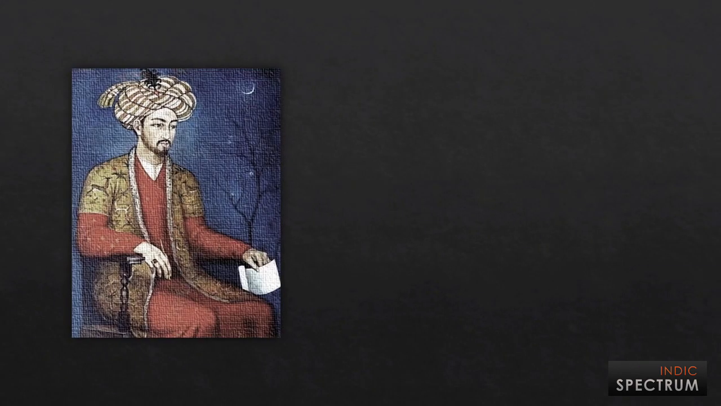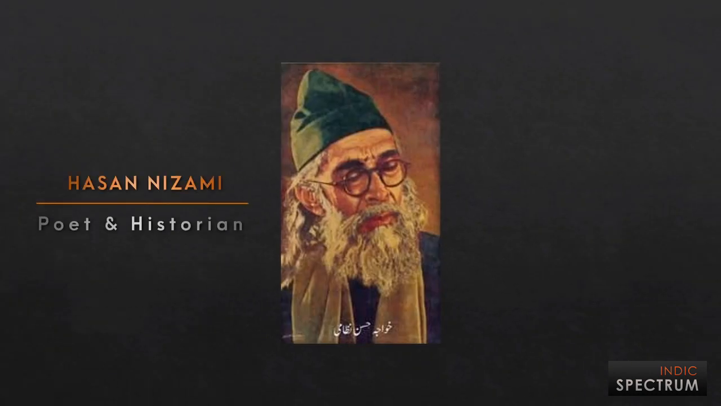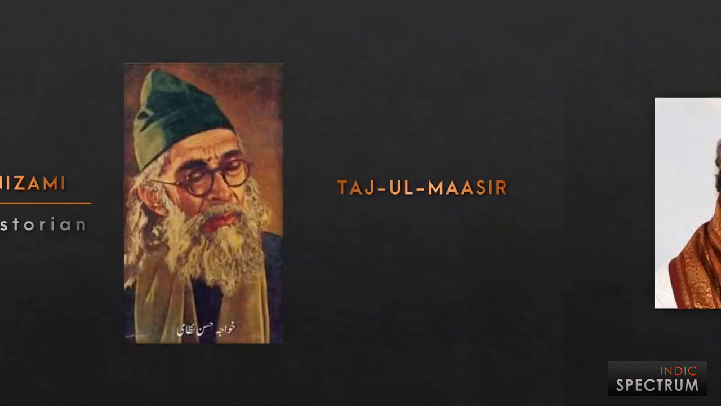Qutubuddin Aibak, the so-called constructor of Qutub Minar, has left us an inscription on the same mosque that he destroyed the pavilions of 27 Nakshatra Temples, but never said even a word regarding construction of any tower by him at the same place. Hasan Nizami, a Persian poet and historian, wrote Taj-ul-Maasir, dedicated to Qutubuddin Aibak, where he mentioned major events from the period of his predecessor and successor. But there is no reference to any such minar constructed by Aibak.